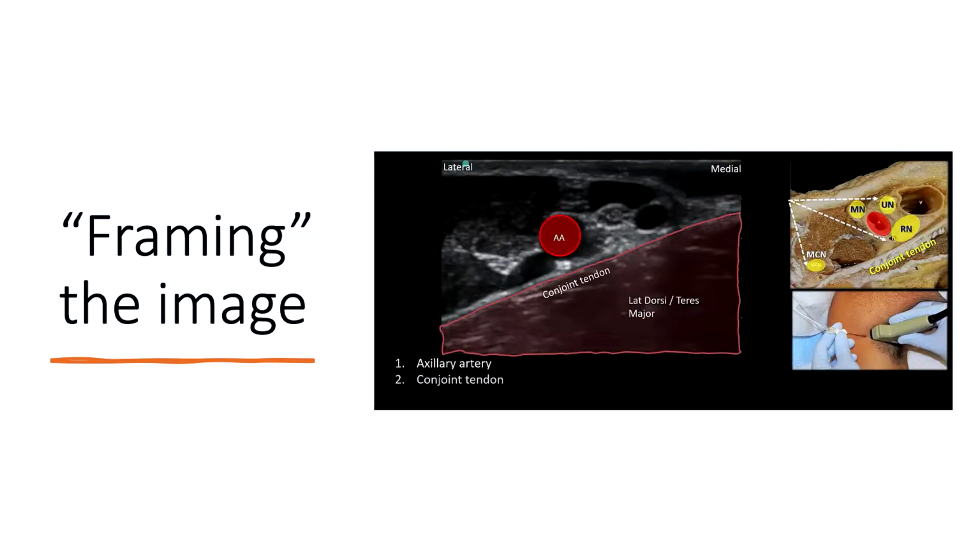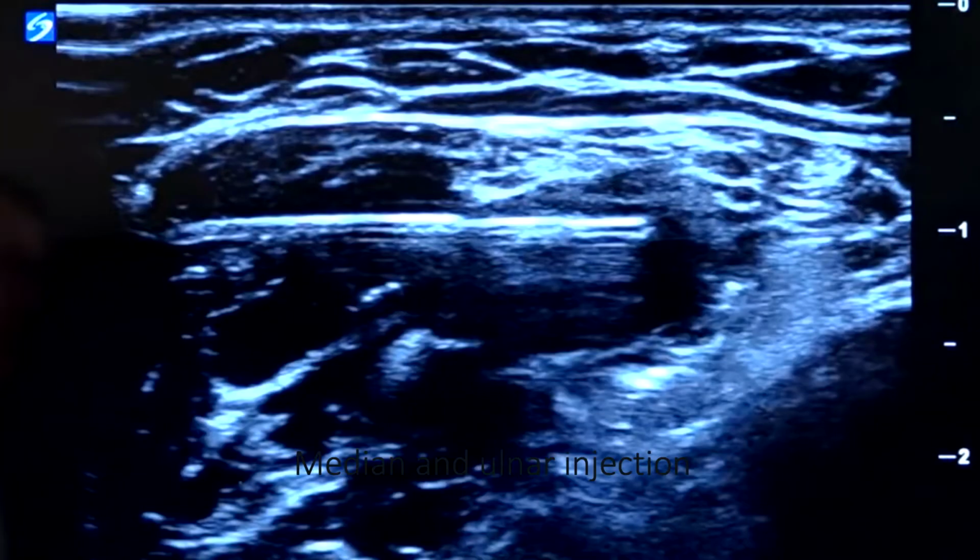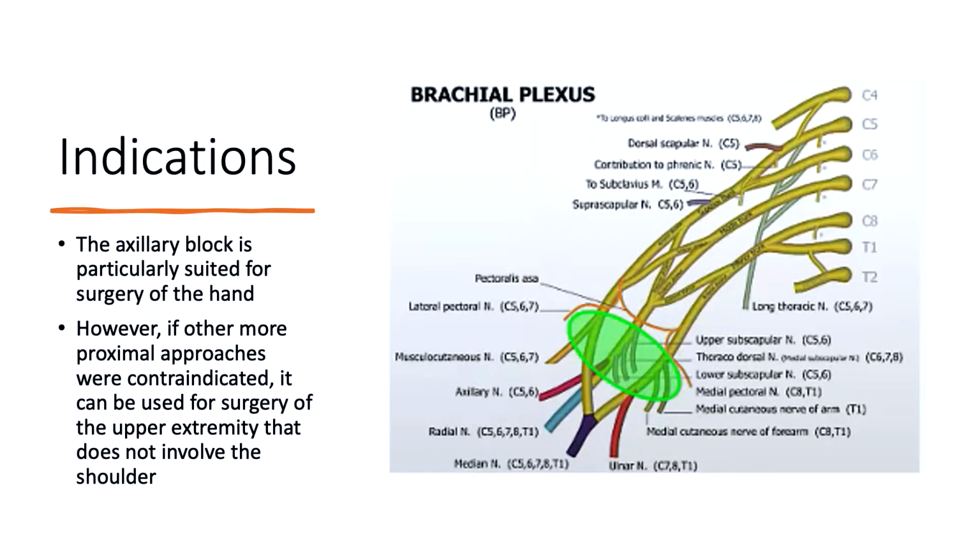So that's what I call framing the image. And there most likely you will see the musculocutaneous in the same image, so you will be able to do all your blocks from one single entrance. So you see here the needle entering to do the radial, to do the musculocutaneous, to do the ulnar or the median, and as I said, all of those nerves can be done at once or focally according to what nerves you need.